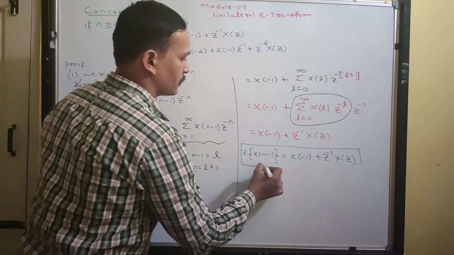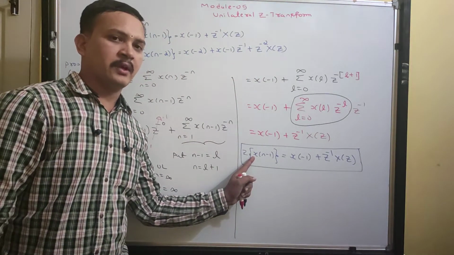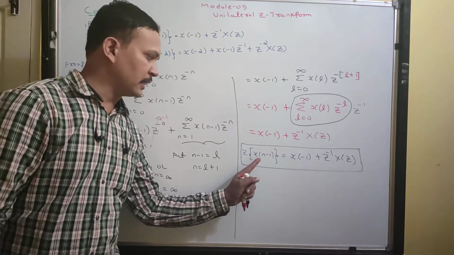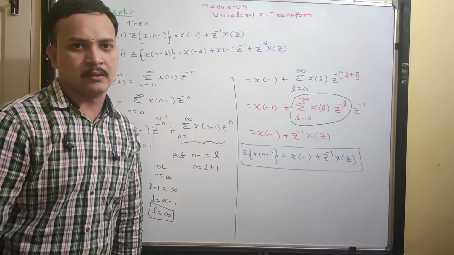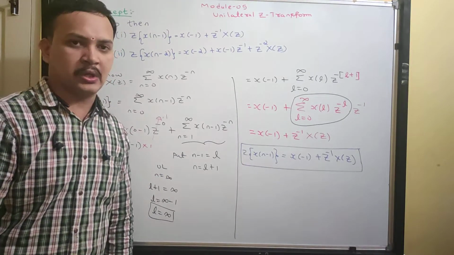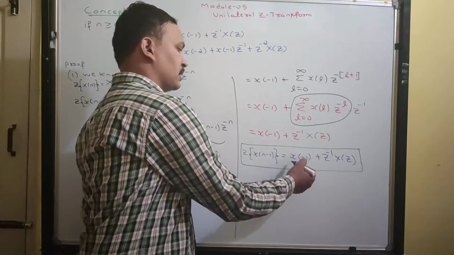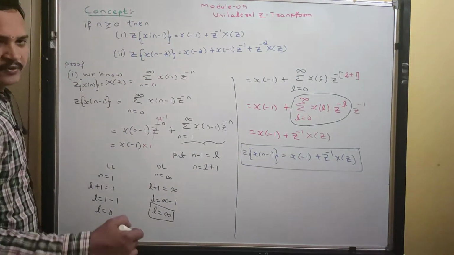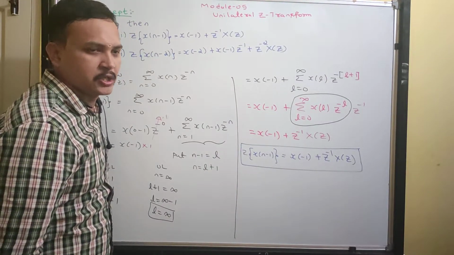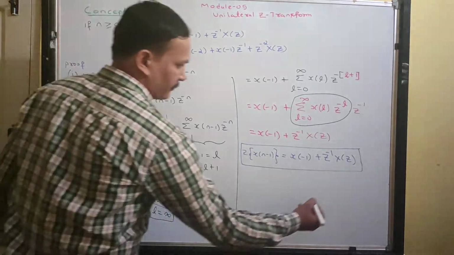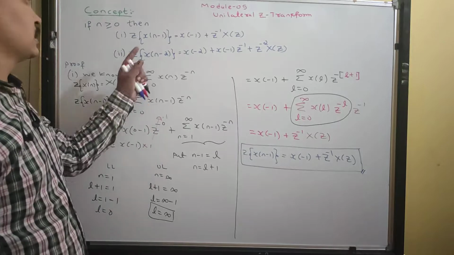Understood, guys? While solving problems on this, they will give x of n minus 1. If you get it like that, you should write it in this way. What is x of minus 1? The initial condition. When n is equal to 0, you will get the previous value. These conditions they will give. Based on that, after simplification, you can find the transfer function for a given impulse response. Impulse response, natural response, forced response, we are using this concept.